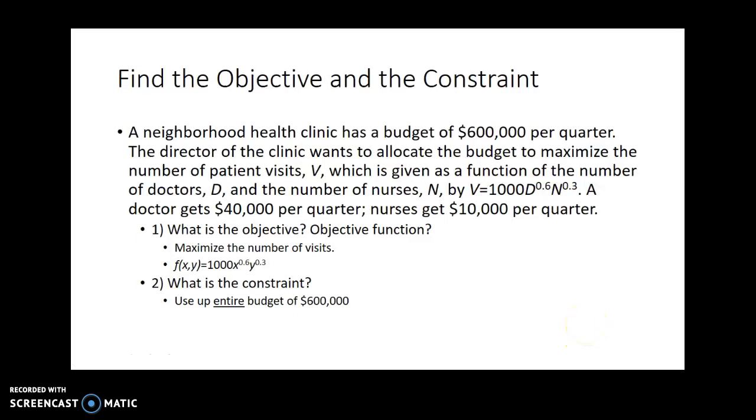Well, how do we get that budget equation? Well, I know that I'm going to have x doctors, and each doctor gets paid $40,000, so that's 40,000x total paid out to just the doctors, and 10,000y for the nurses. And when I sum together how much the doctors get paid plus how much the nurses get paid, I want that to equal my budget of $600,000. And I'm just going to simplify this, divide both sides by 1,000 just to reduce some of the zeros, and we get 40x plus 10y must equal 600.